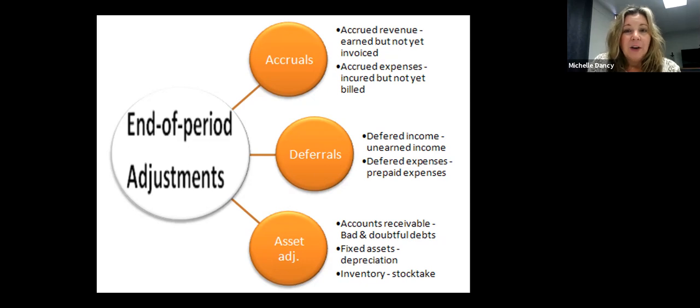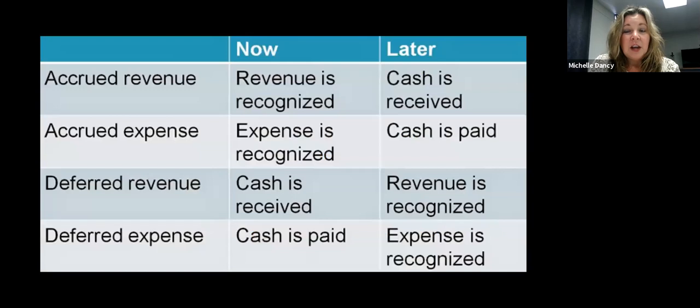Okay, it's all about the timing. So since we say it's all about the timing, let's break it down. Our two accruals. Notice that an accrual can be revenue or expense, and a deferred can be revenue or expense. So accrued revenue, the revenue is recognized now, even though I won't get paid till later. So anytime I do the work for my customers and I let them pay me later, that's an accrual because we record revenue when it is earned, even if I'm not going to get paid until later.